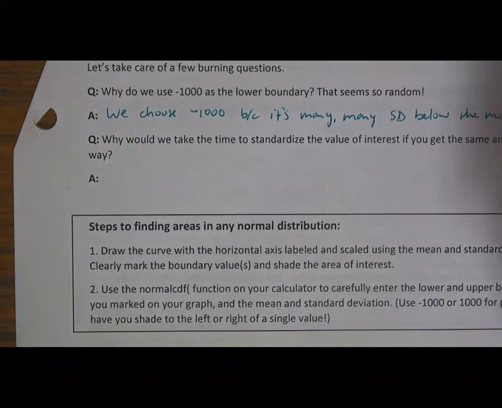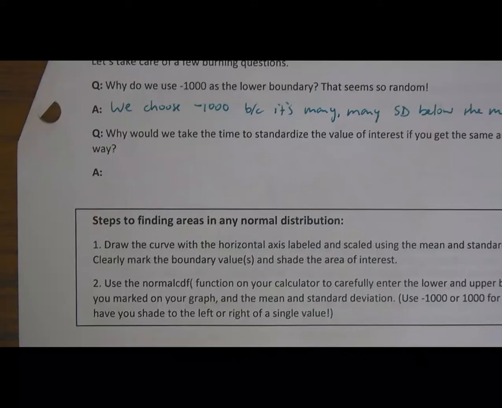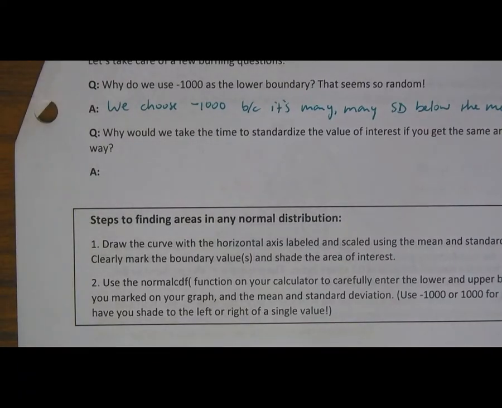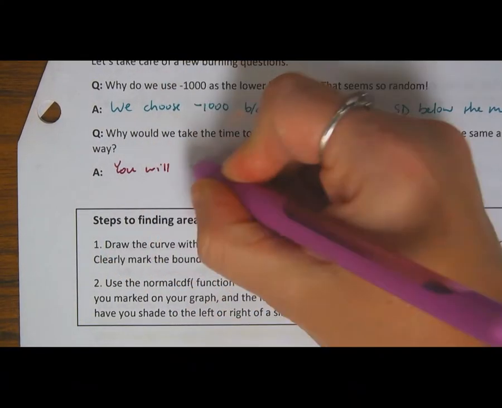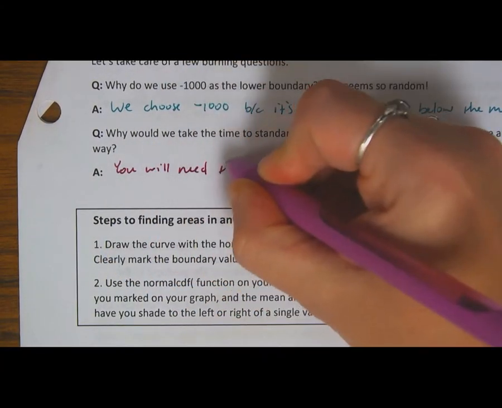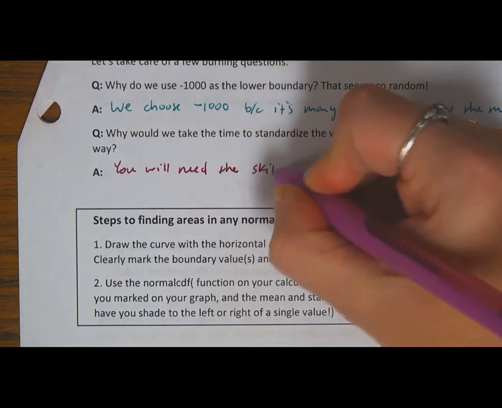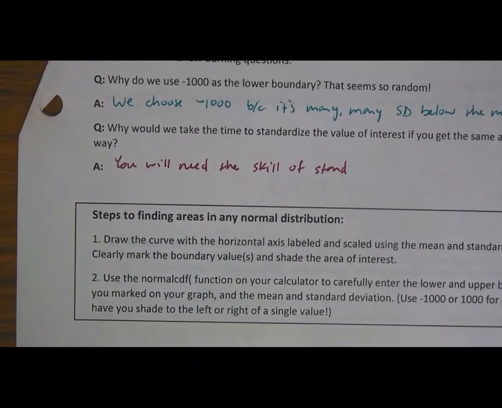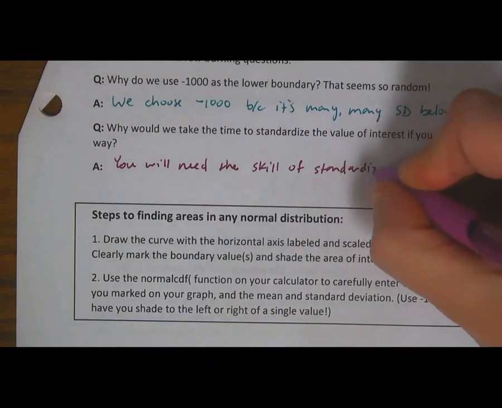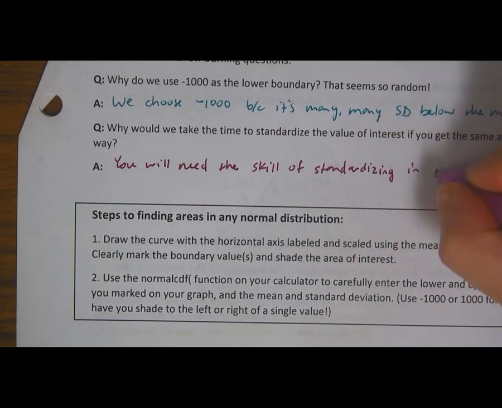Why would we take the time to standardize if you can get the same answer in the calculator either way? It's because you will need the skill of standardizing, like that little z-score formula, in the future.